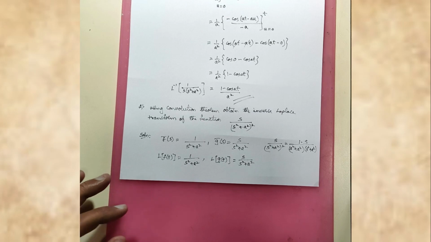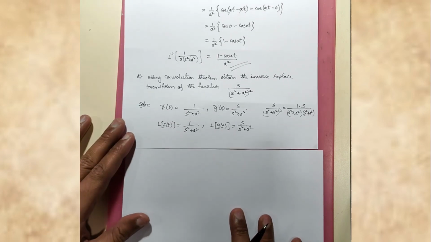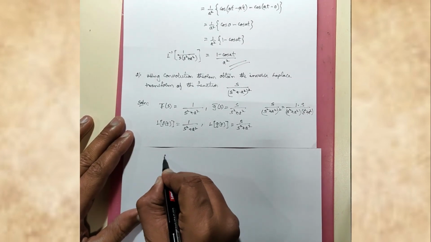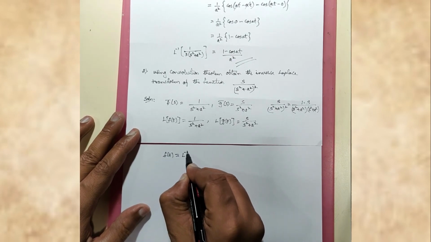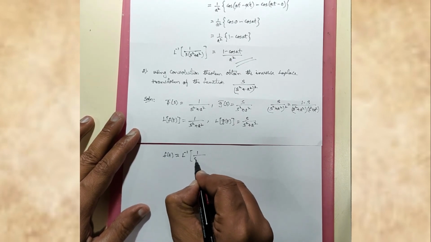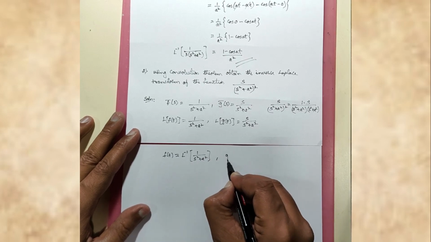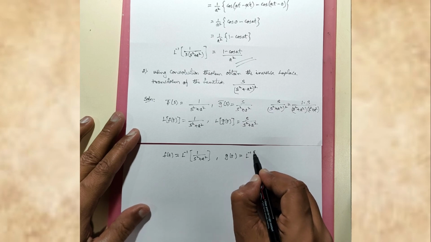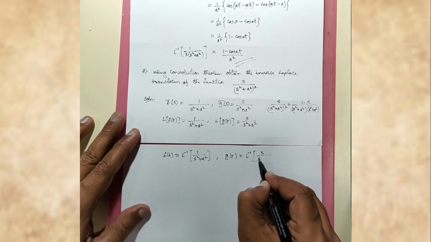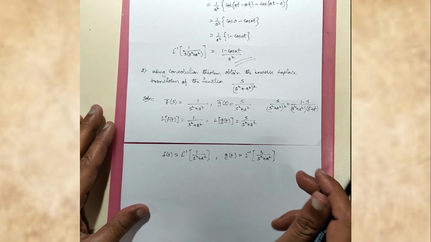Now let us find out the value of f of t and g of t. So f of t will be equal to, taking L to the other side, it becomes L inverse of 1 by s square plus a square. And g of t will be equal to L inverse of s by s square plus a square. So let us try to evaluate this.